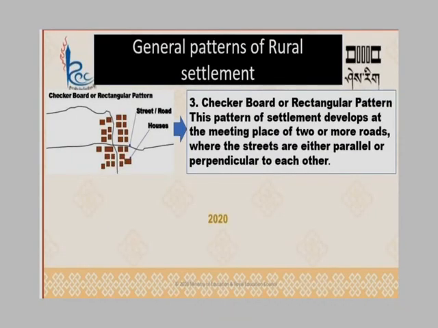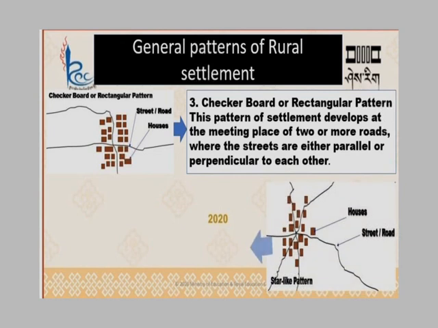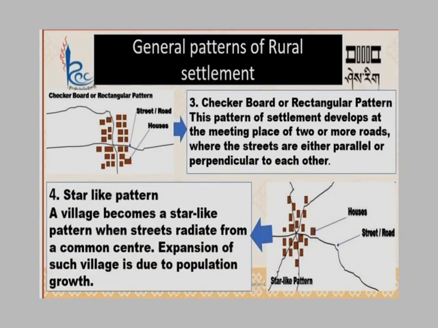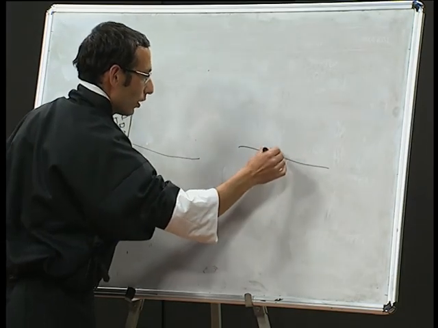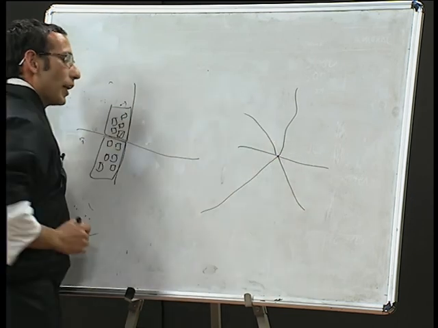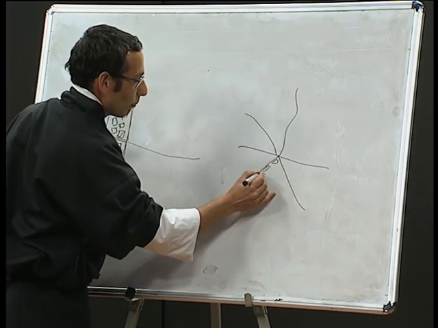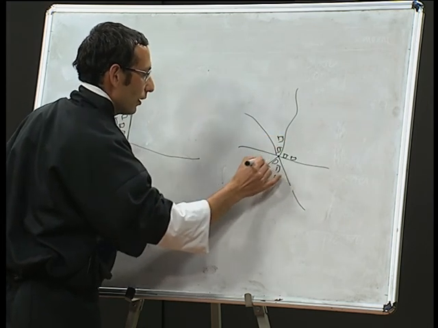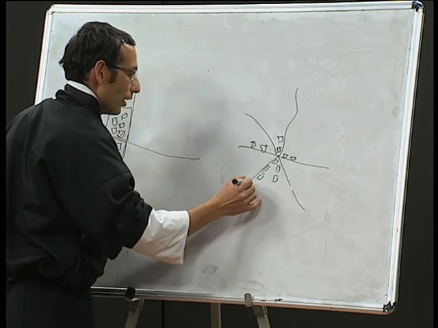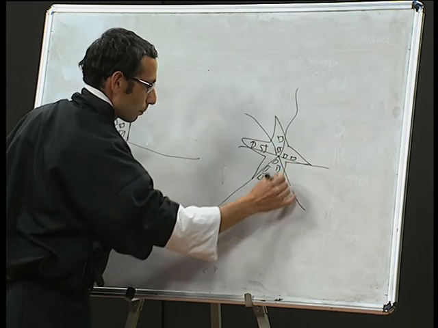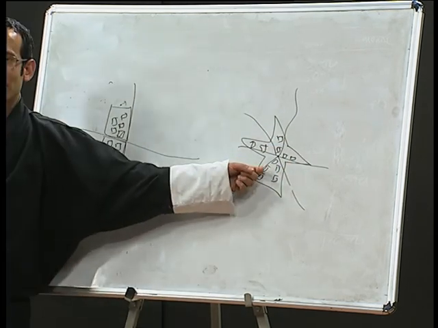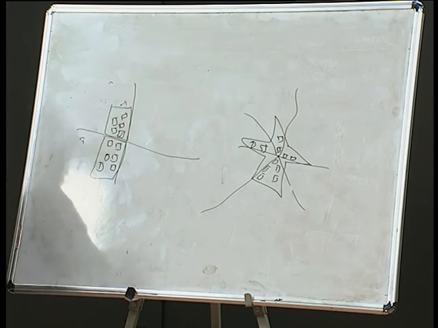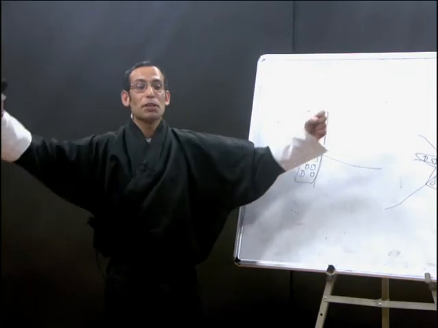And the next type of settlement is the star-like pattern. Very beautiful. Everybody likes the word star. How is the star-like settlement pattern depicted? When roads radiate from the center, then the star-like pattern is depicted. Like you have houses here developed along the side of the roads, and again houses here, a few houses here, then a few houses here, and it looks like a star. See, it looks like a star. That is how the star-like pattern is depicted in rural areas after roads radiate from the center.